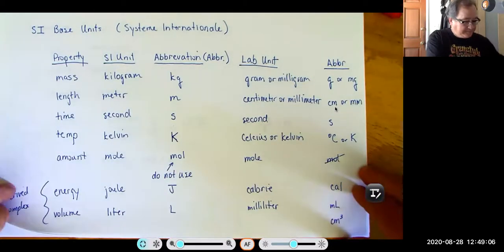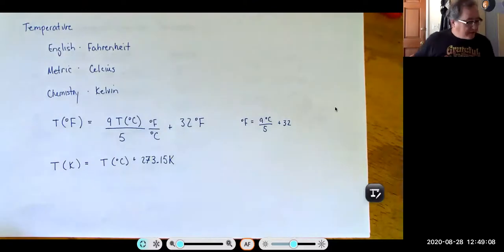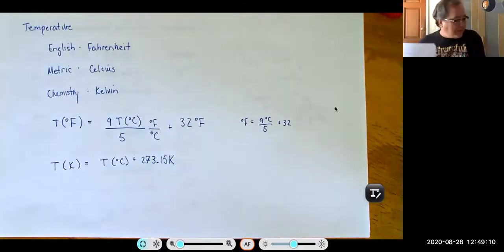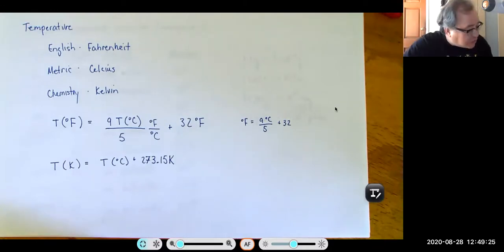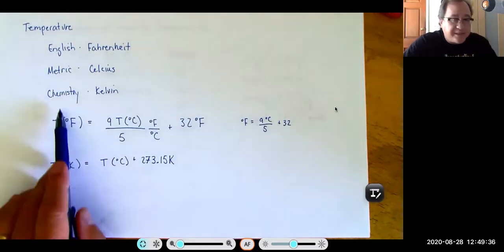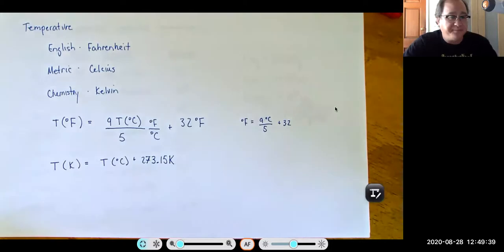Moving along, let's look at temperature. You want to be able to make different types of temperature conversions. The English way of measuring things is Fahrenheit. I think we may be the only country in the world that uses Fahrenheit. The metric term would be Celsius, and it's far more common when you're watching news from other countries for them to report the temperature in Celsius. And in chemistry, the base unit would be the Kelvin.